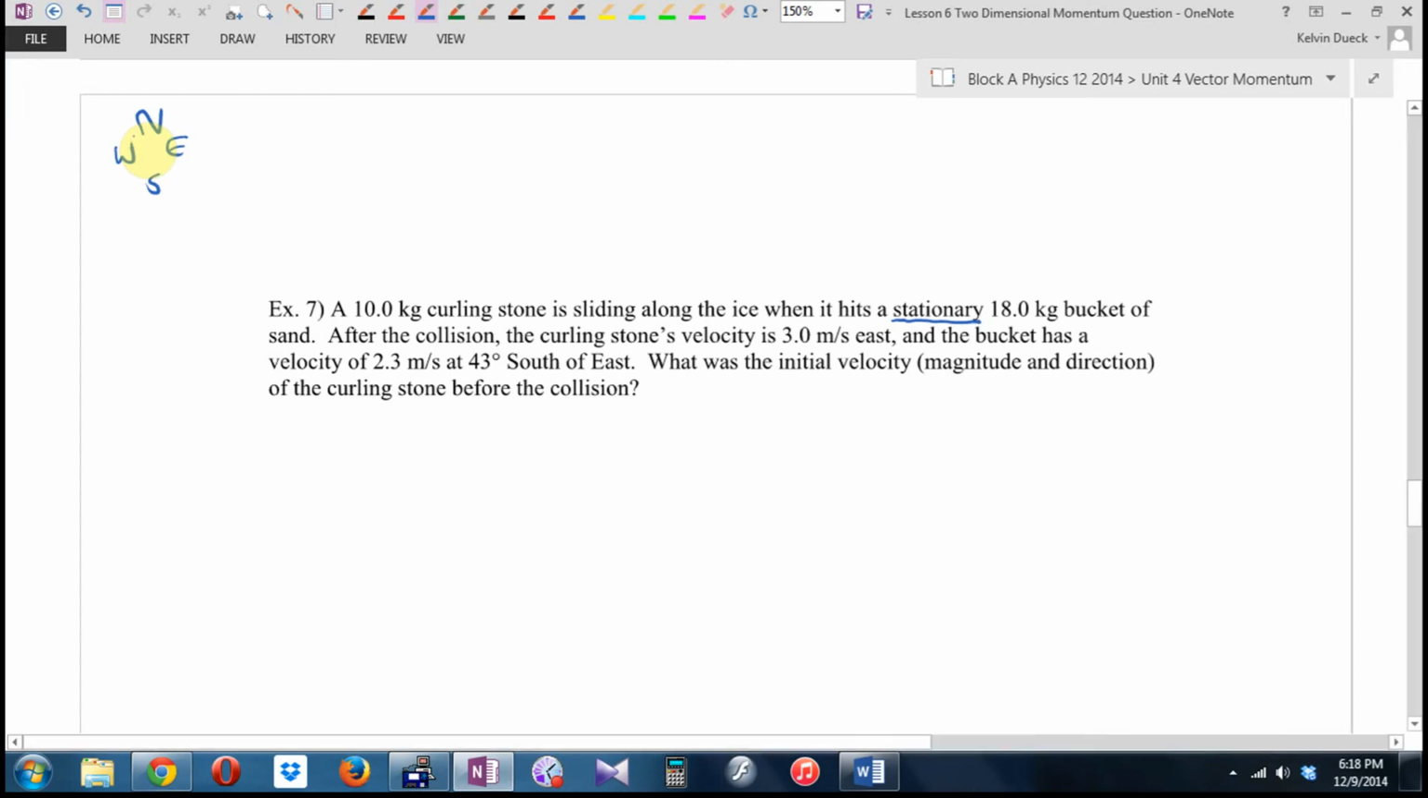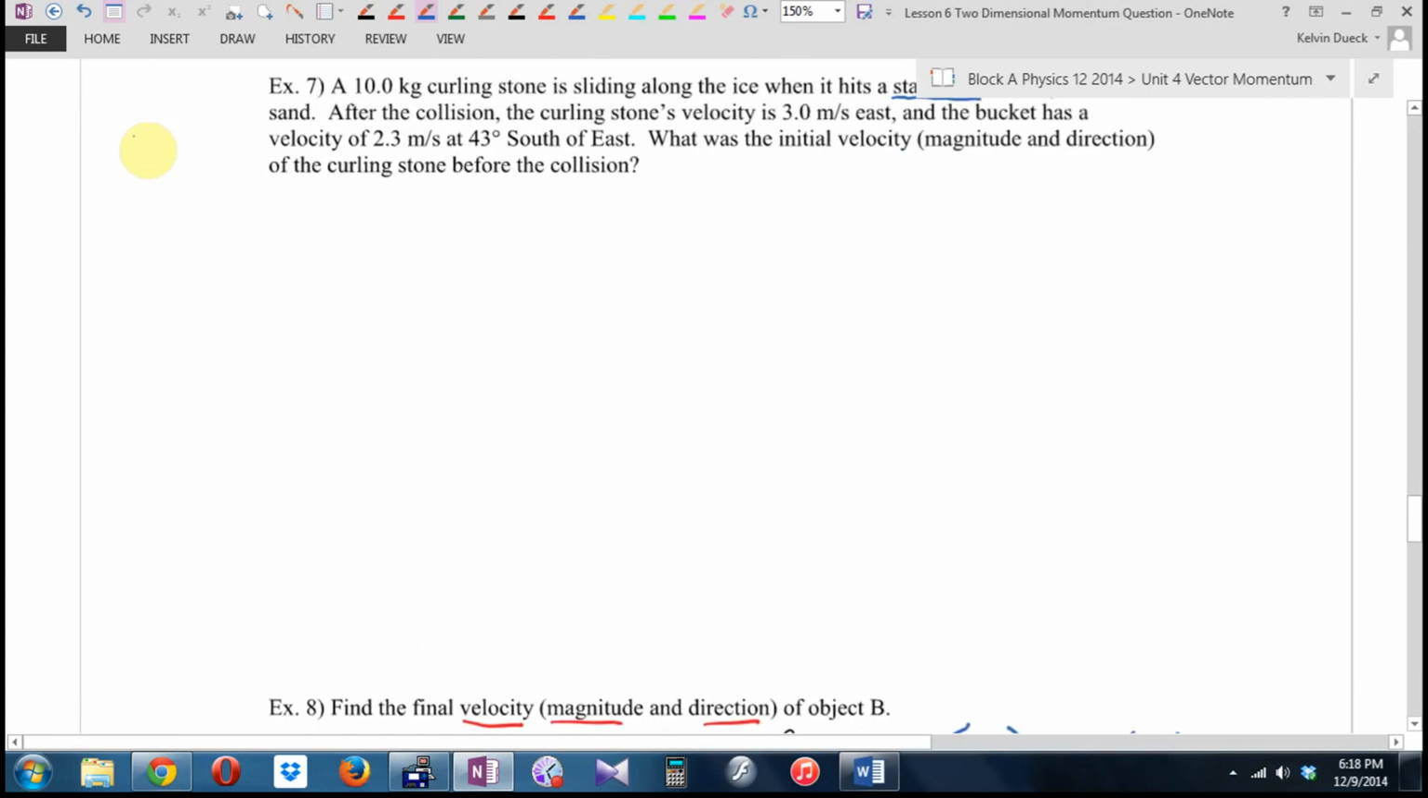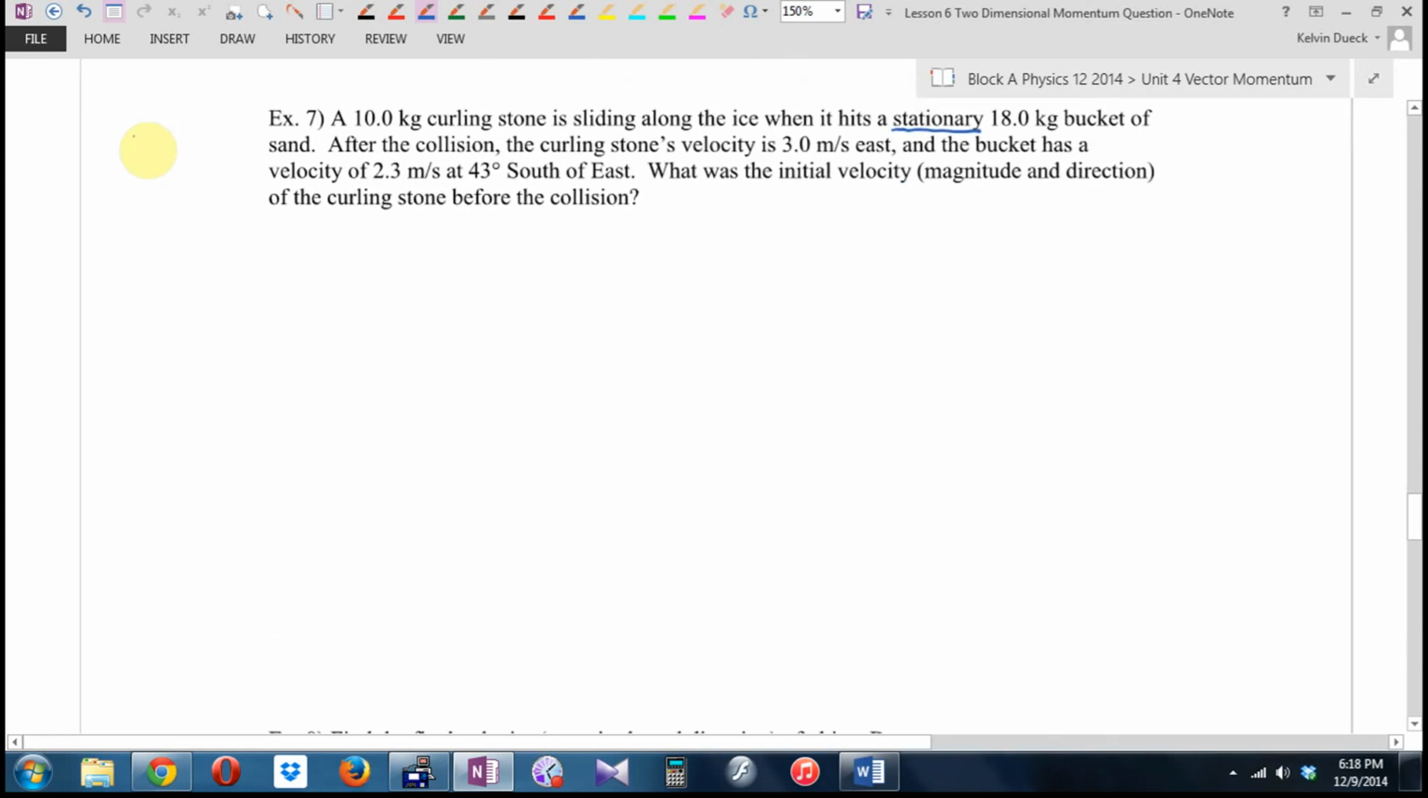Well, how much room do I have? I think we can pull it off. The sum of all the initial momentum equals the sum of all the final momentum. Before the collision, what's moving? The stone, I'll use S for stone. The bucket, I'll use B for bucket. Both or neither? The stone.